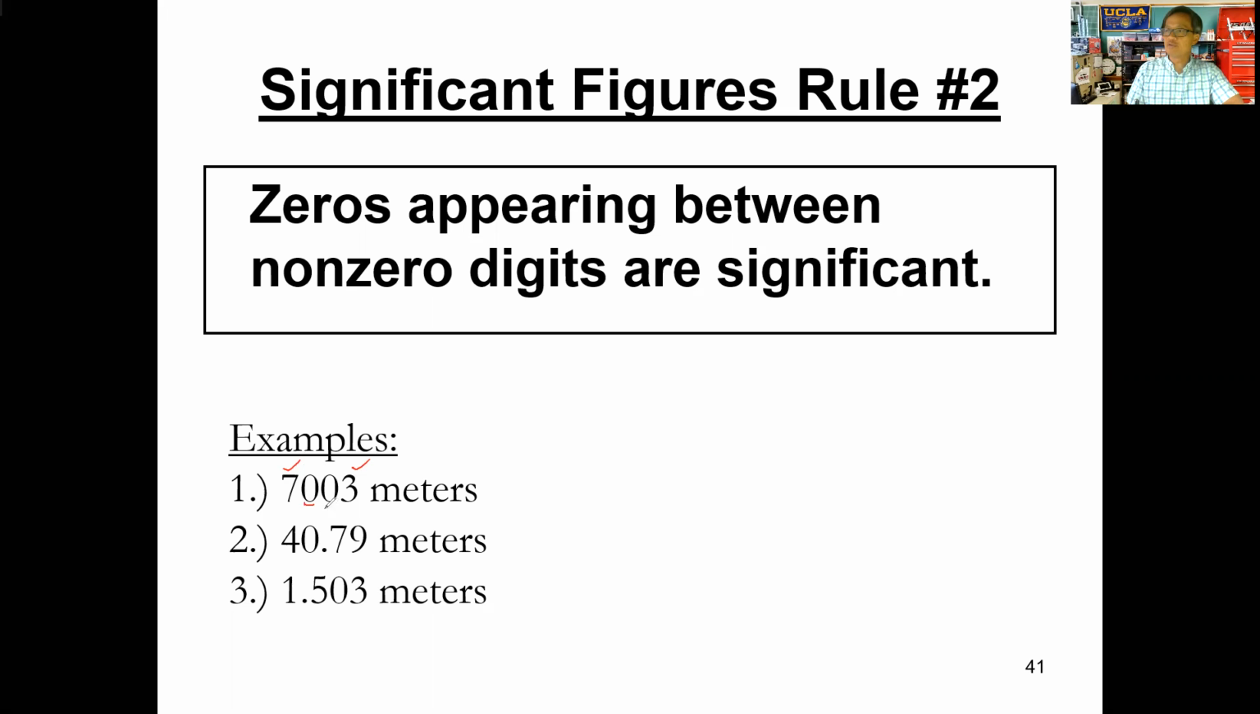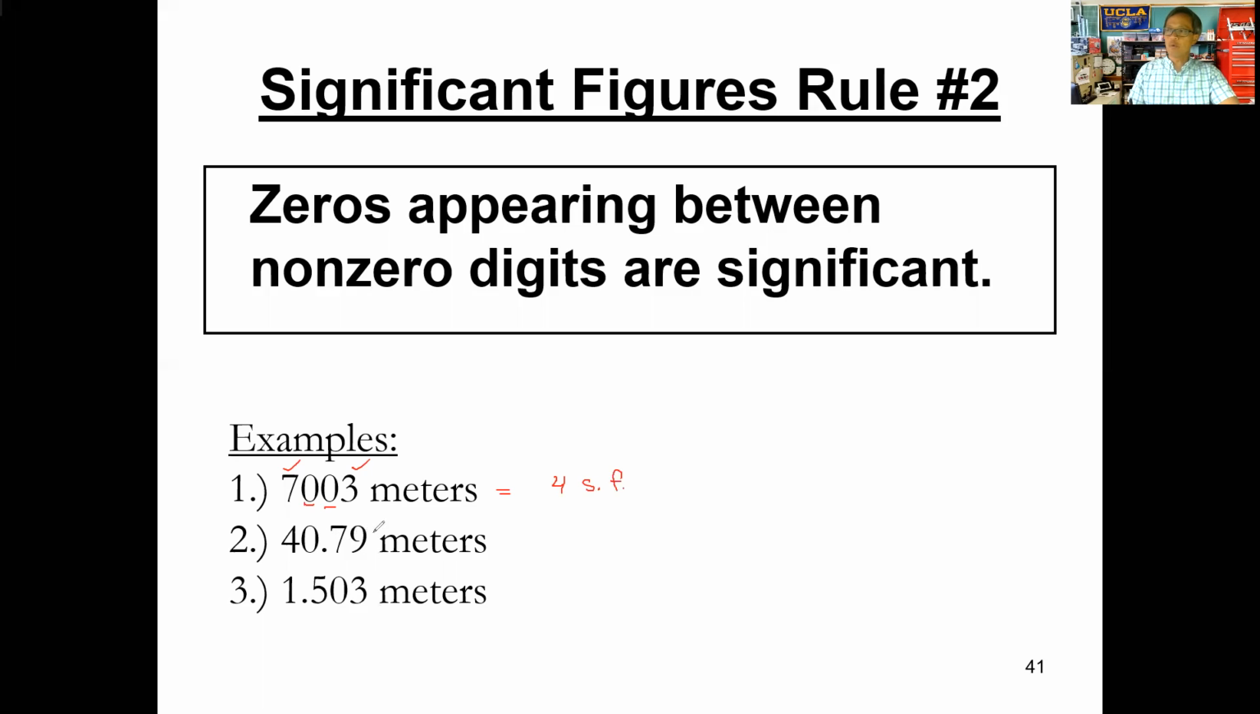We have then 2 zeros right here. The 2 zeros are sandwiched between, meaning that they sit between the 2 non-zero digits. So these 2 zeros sit between the 7 and the 3, and therefore, according to rule number 2, those zeros count, and so we have 4 significant figures in this particular number. All right, let's go ahead and take a look at the second number here.